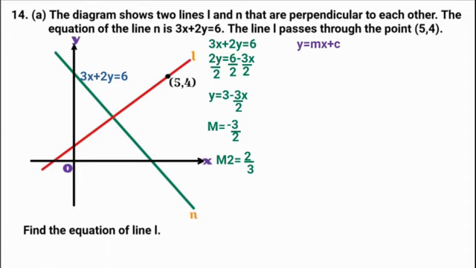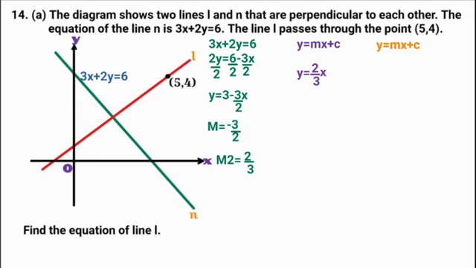Okay, so let's now start filling in. We're going to write y is equal to the gradient 2, which is 2 over 3, then x. Then what is the value of c? We do not have the value of c, so we're going to find it. I'm going to write this same equation here on the right side in orange.